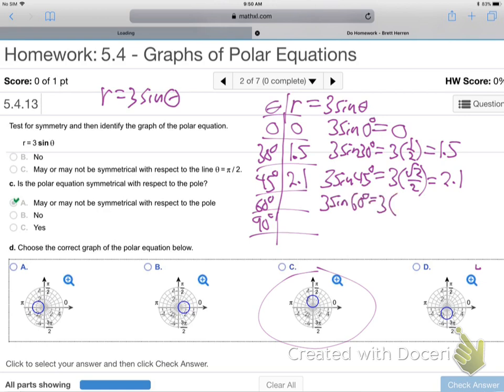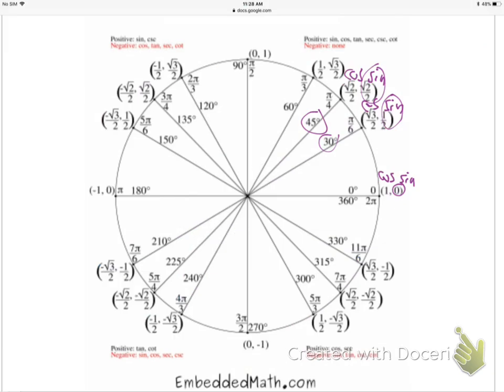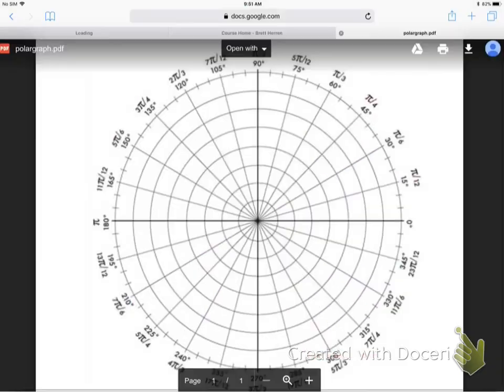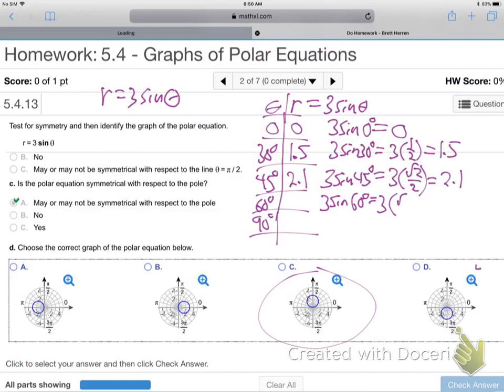Sine of 60, so here's 60. The sine is root 3 over 2, isn't it? The unit circle. And you can just hit the buttons on your calculator. This part, I believe, will be on the calculator part. So just hit the buttons on your calculator. Okay, and you get some number. 3 times that, I'm getting 2.6.